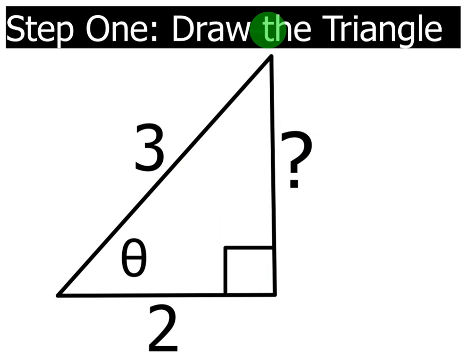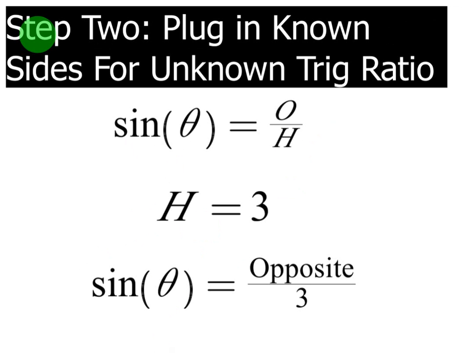So after you draw the triangle for step 1, step 2 is to plug in known sides for the unknown trig ratio. I guess you might not always have to use the Pythagorean theorem. For example, in this problem, if you were trying to find secant, you wouldn't need to use it. But I guess that's why we do step 2 first.